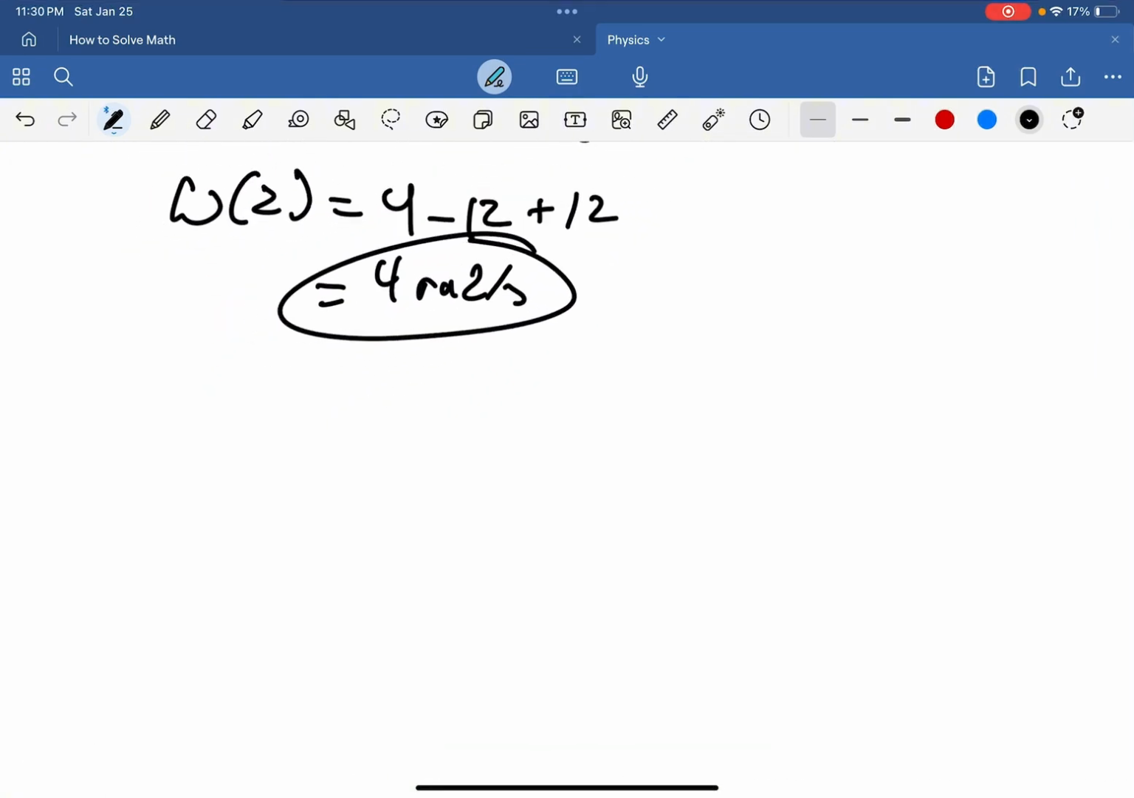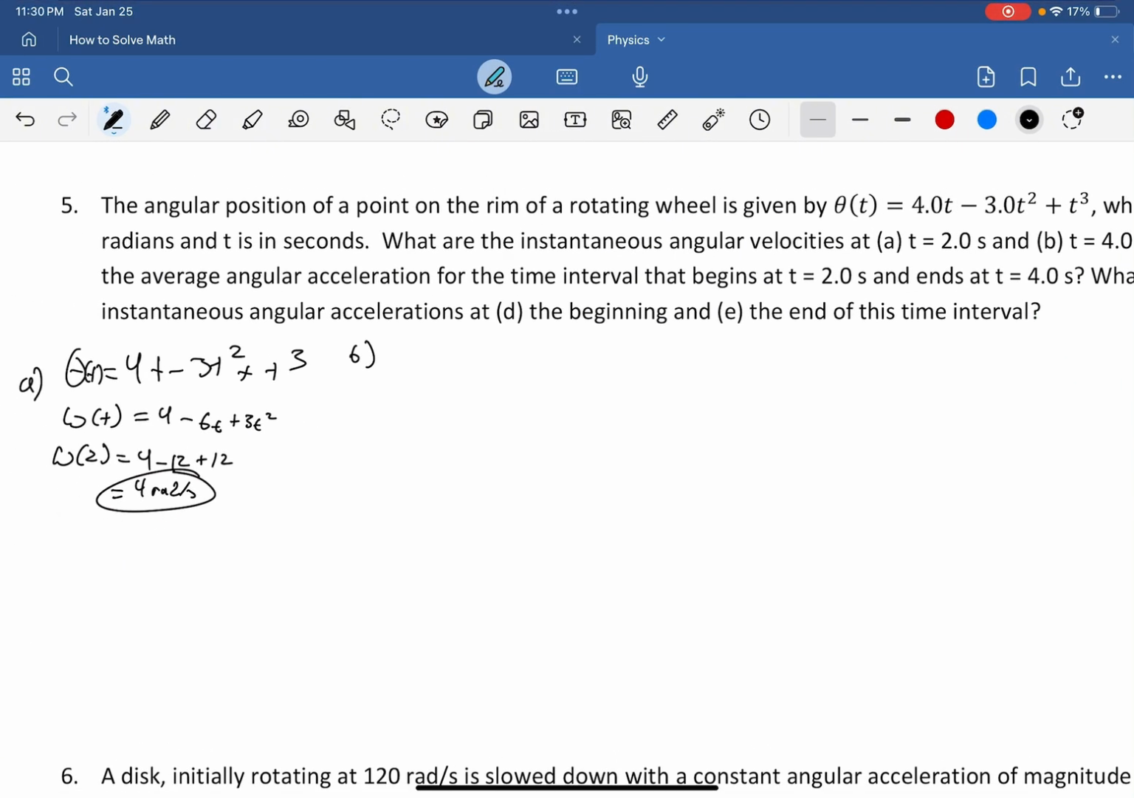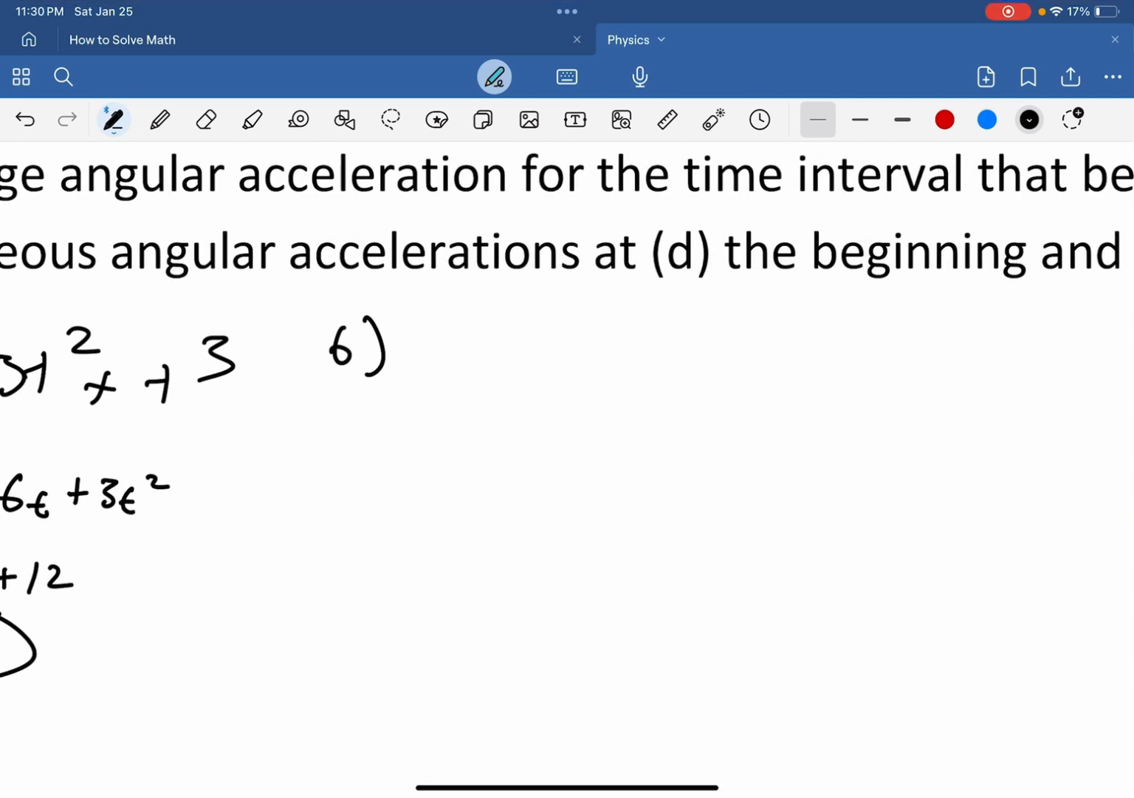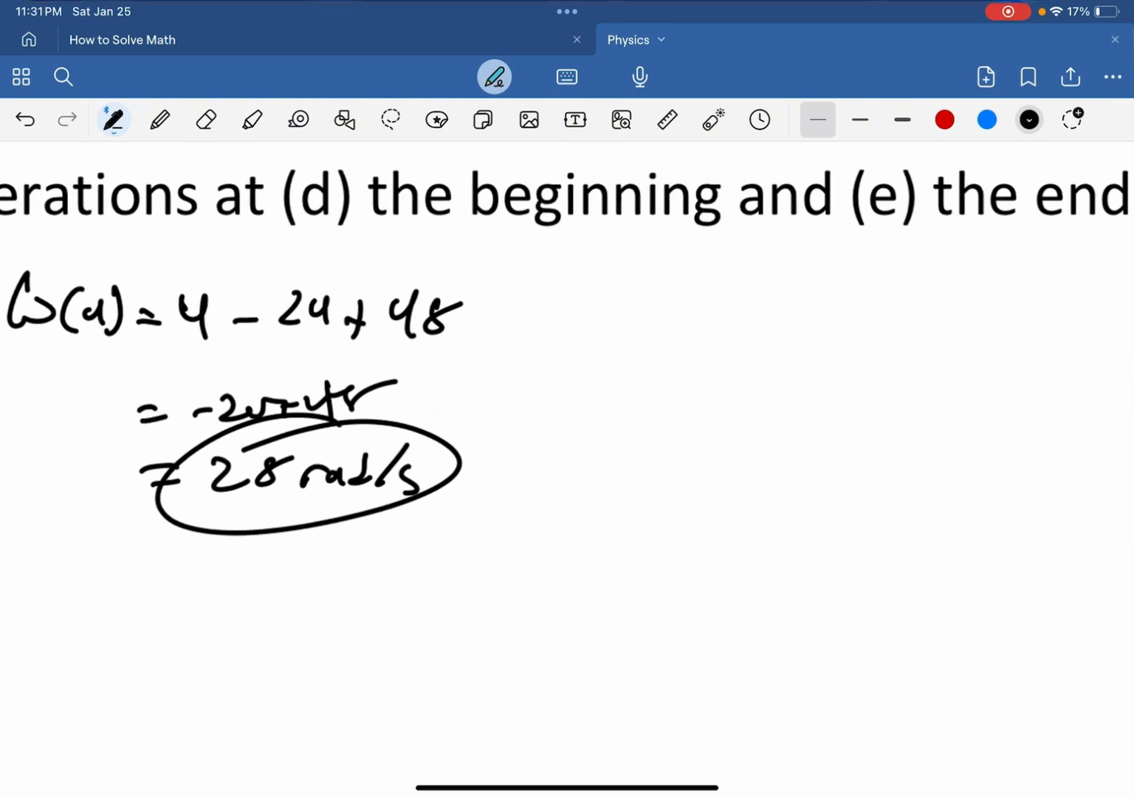Now let's go to part B. At t equals 4 seconds, omega(4) is going to be 4 minus 6 times 4, 24, plus 3 times 4 squared, 16, times 3, 48. Negative 20 plus 48 is just equal to 28 radians per second. Good job.